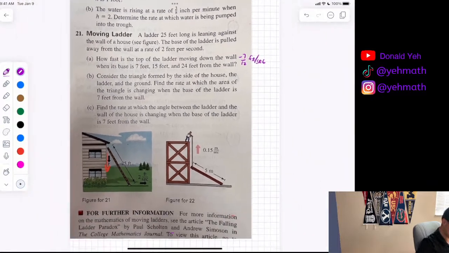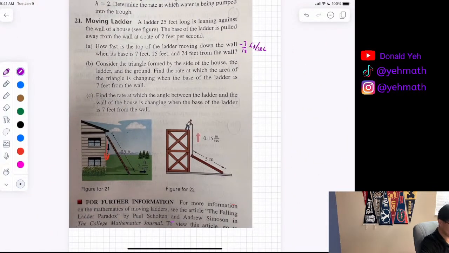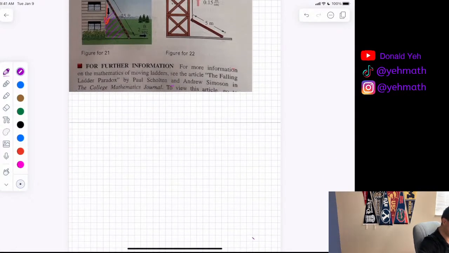Okay, so let's look at part B. Part B says consider the triangle formed on the side of the house, the ladder and the ground. Find the rate at which the area of the triangle is changing when the base of the ladder is 7 feet from the wall. So they are looking for this area right here, right? I'm going to draw out the ladder on a different plane. The ladder is 25, this is 7, and this is 2 feet per second. And they ask, can you find this area, the triangle?